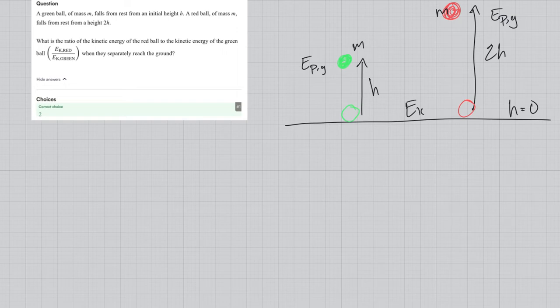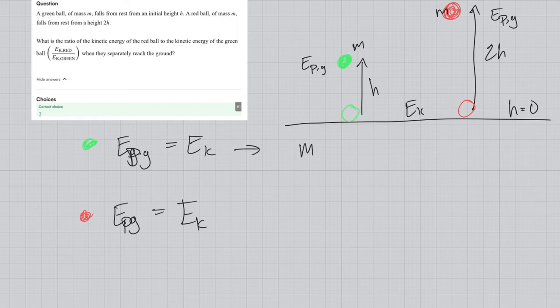So if we look at the green ball and the red ball, how would we write their equations of energy? We would have energy potential due to gravity equals energy kinetic. So if we write that out, that's simply going to be mgh equals energy kinetic for my green ball, and it's going to be mg2h equals energy kinetic for my red ball.